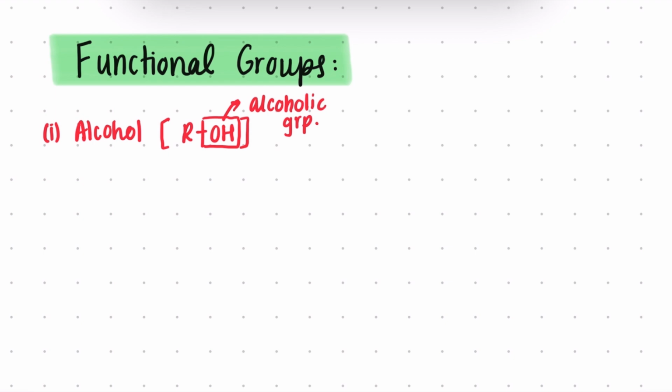Now, an alcohol has two ways of being represented in an IUPAC name. The first way is by a secondary suffix. This secondary suffix is -ol. An example for this would be ethanol, this -ol right here. That's one way of naming this.